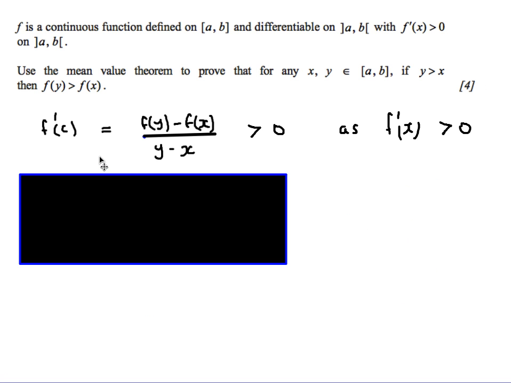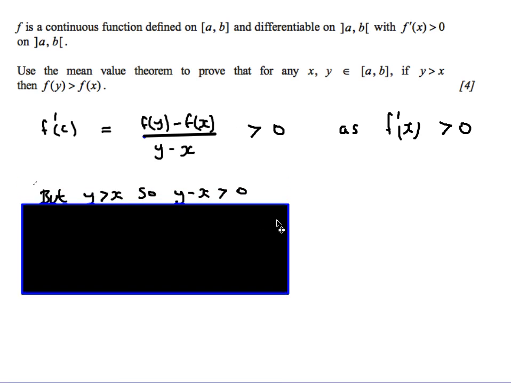Once we've got that, we know that this value here, f dash of c, which is f of y minus f of x over y minus x, must be greater than 0 because the differential is greater than 0, so it's an increasing function. Therefore, C is in that domain, so it must be positive. Okay, so that's our first point to note.